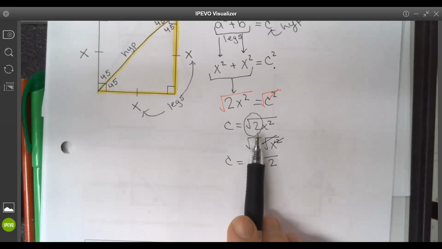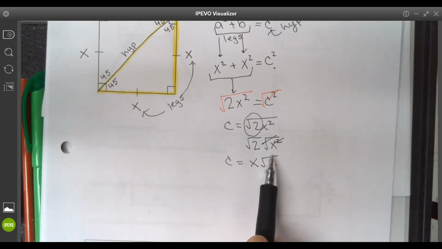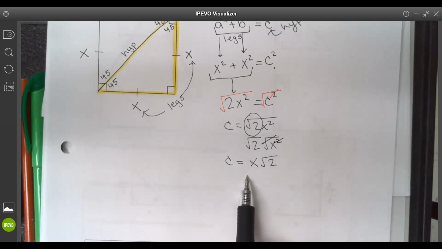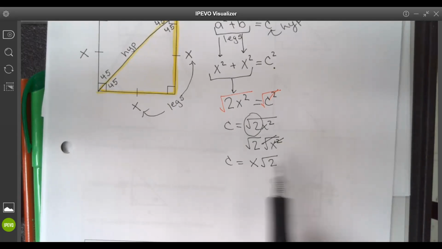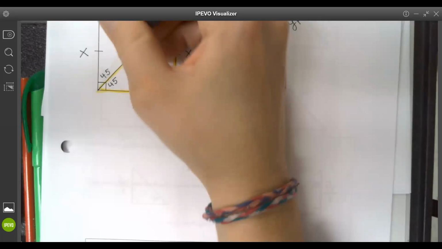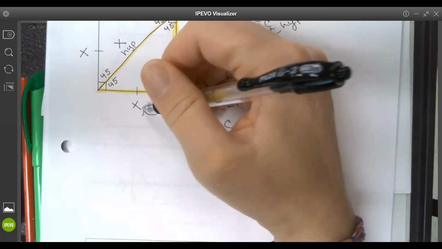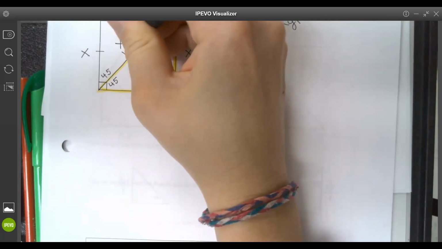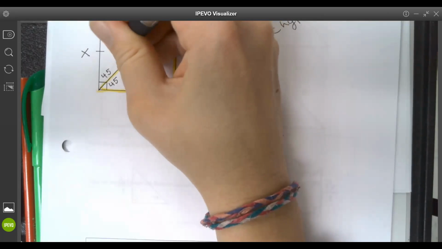So the square root of 2x squared, I can evaluate the square root of x squared. That's just an x. I can't evaluate the square root of 2. It's not a perfect square, and I can't simplify it at all, so I leave it. My hypotenuse on these special rights, I can always find by taking the side and multiplying by the square root of 2.